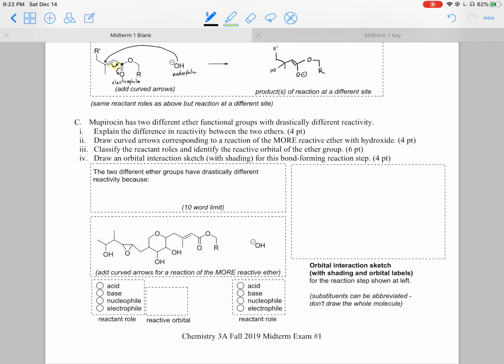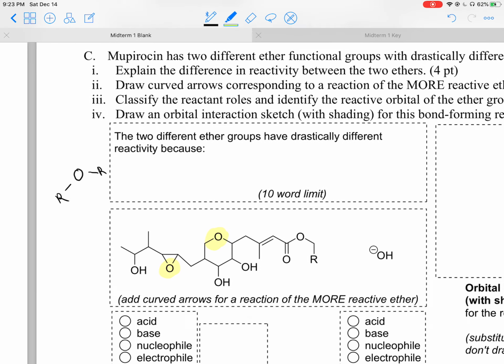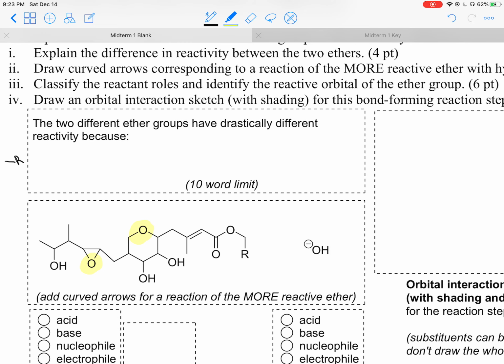It says, first explain the difference in reactivity between the two ethers. So first let's find the two ethers. Ether, you'll remember, is where there's an oxygen sandwiched between two hydrocarbon groups, two R groups. And so let's look. There's one right here in that little triangle, and then there's one right here in the hexagon. So why do they have drastically different reactivity?